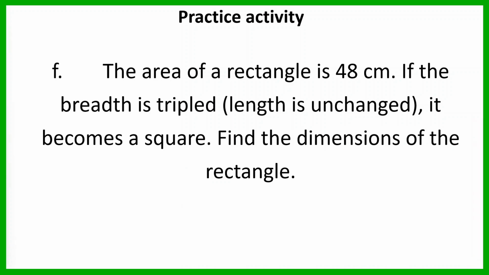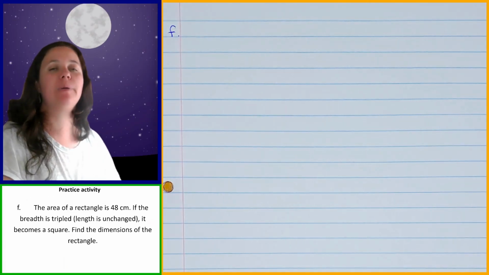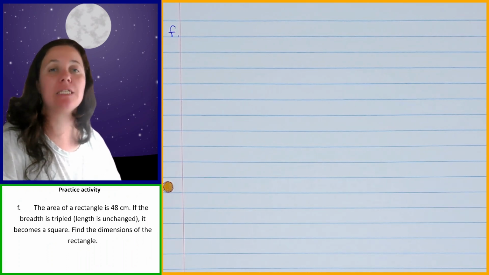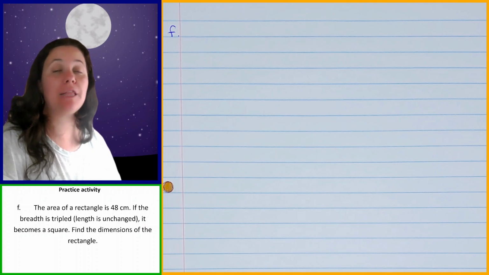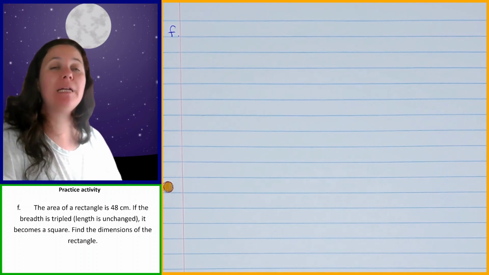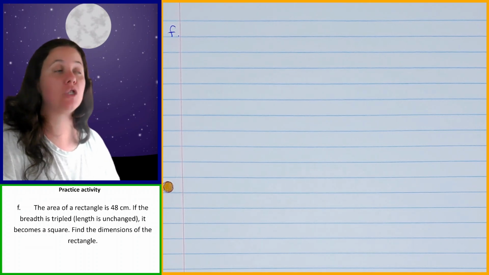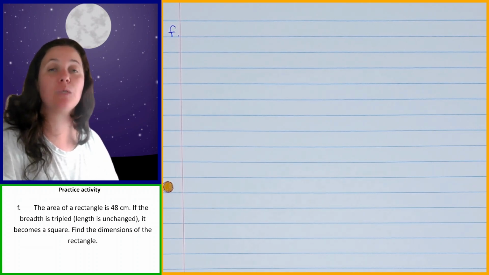Okay, let's go through that question. So for this question, we've been told that the area of a rectangle is 48 centimeters. If the breadth is tripled and the length is left unchanged, then it will become a square. We need to find out what the dimensions of the rectangle are. So first of all, we need to know what that means. The dimensions are the length and the breadth of the rectangle. So we've been asked to work out what the length is and what the breadth is.